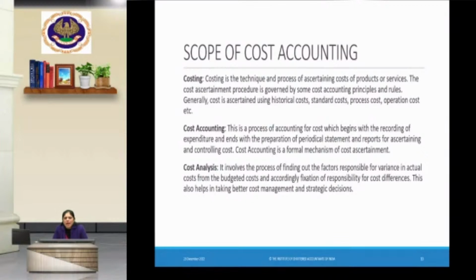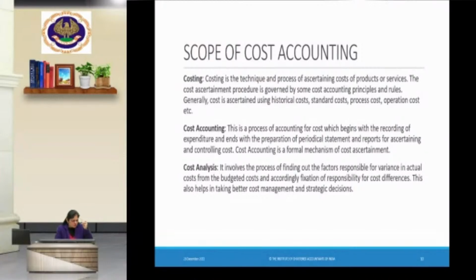Costing, we have already understood, is a technique, and the process of ascertaining the cost of products and services. So costing is all about the technique and all the process we follow. Different techniques we follow all come under the purview of costing.